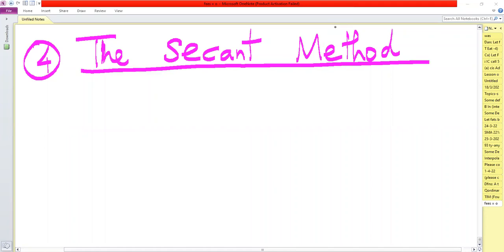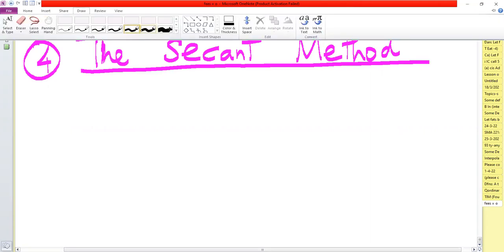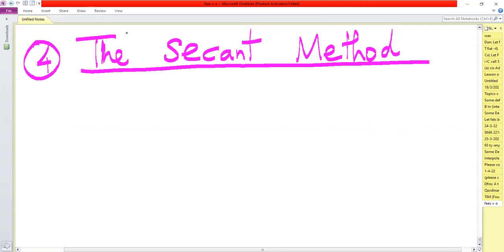Welcome. In this session, I will briefly describe the method of secant that helps us to approximate the solution to the equation f of x equals 0. The second method is actually derived from the structure of the Newton-Raphson method.